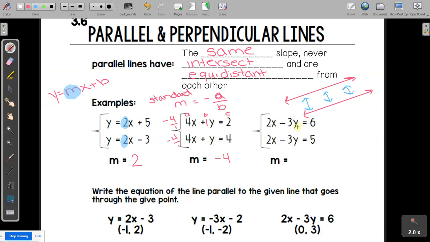Let's look at the next one. We have 2x minus 3y equals 6 and 2x minus 3y equals 5. So let's do the shortcut method. And let's take negative a, so negative 2, and divide it by our b, which is negative 3. Negative and negative make a positive, so we should get 2/3 for our slope. Let's check it down here. Negative a divided by b, which is negative 3. We get the same thing.